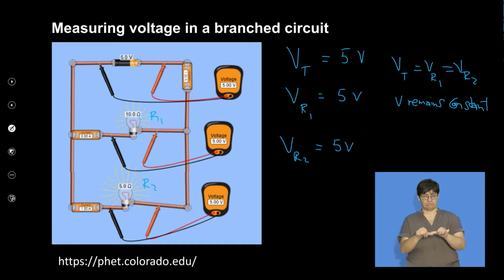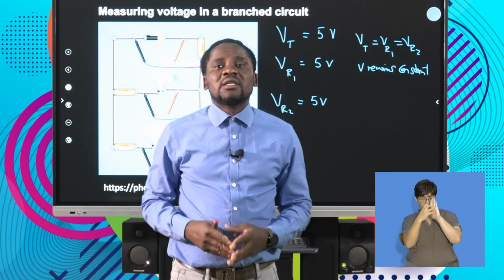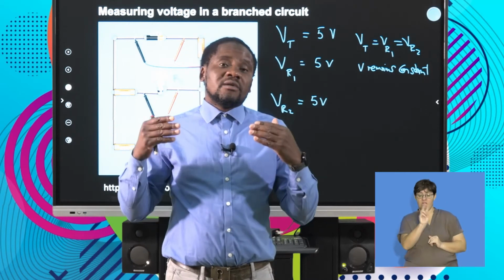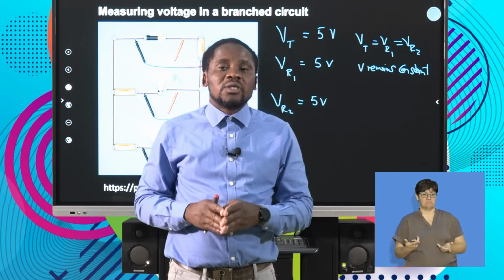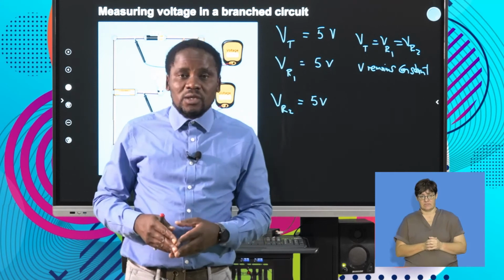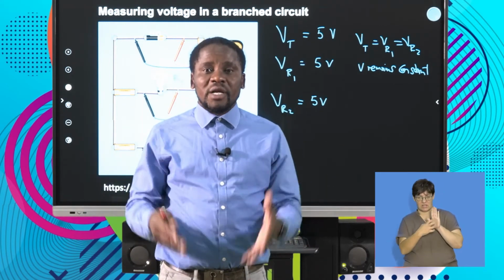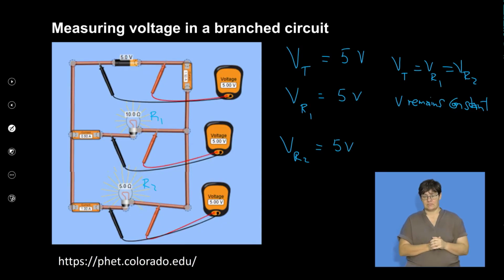So our voltage remains constant while current is divided, right? No matter how many resistors or light bulbs we connect in parallel, as long as it's a branch circuit with parallel resistors connected, the voltage across each one of those is going to be constant. So we are saying, in not so many words, that in a parallel or branch circuit, voltage remains constant. That's the main thing that we need to take home.